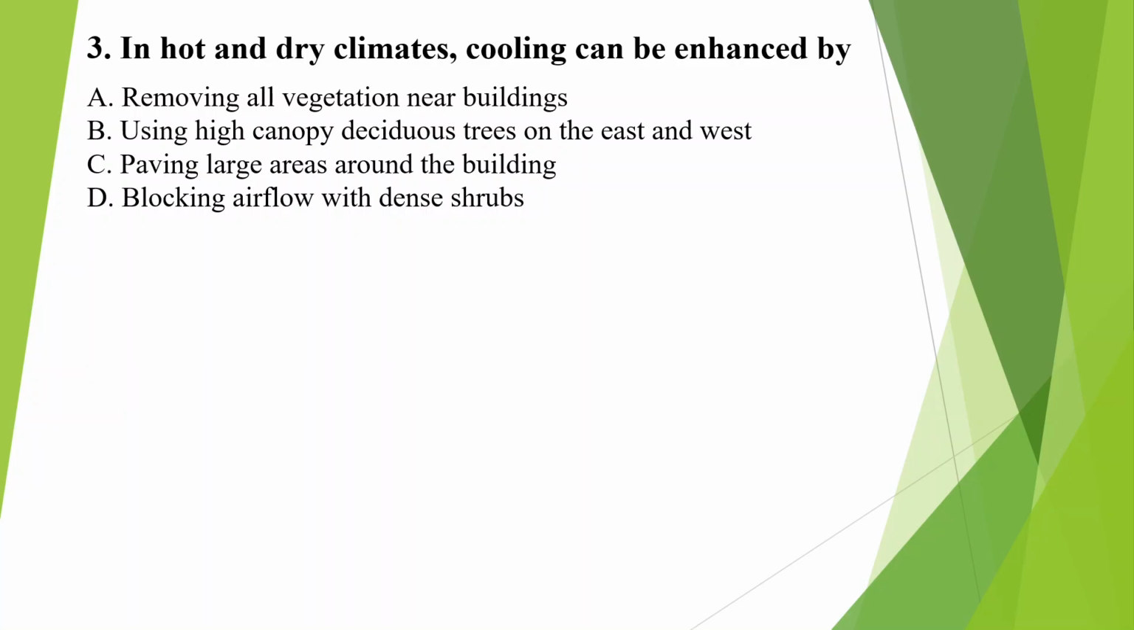Either by removing all the vegetation or nearby trees, or using high canopy deciduous trees on east and west, or paving large areas around the buildings, or blocking airflow with dense shrubs. Out of the four options, what is the most appropriate answer? How can you achieve cooling? I hope the question is clear to all of you.